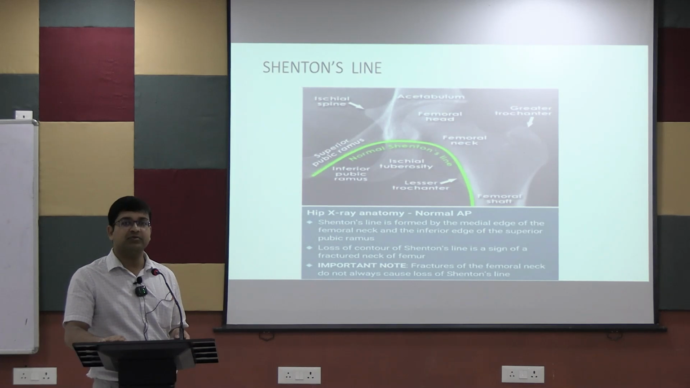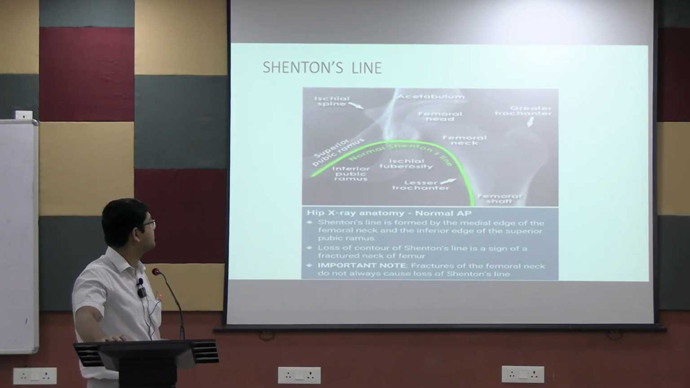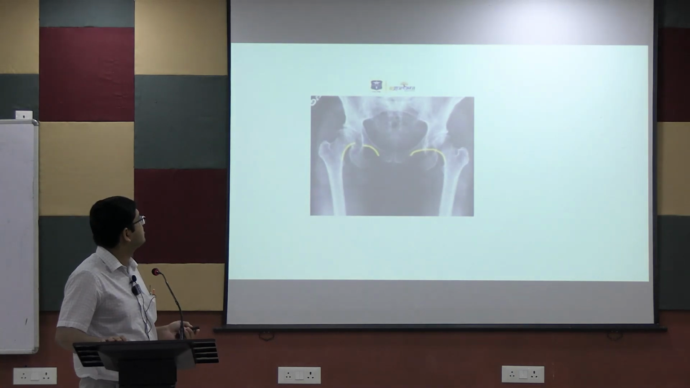What is obturator? What is between superior pubic ramus and inferior pubic ramus? It is obturator foramen. This is dislocation of the hip.